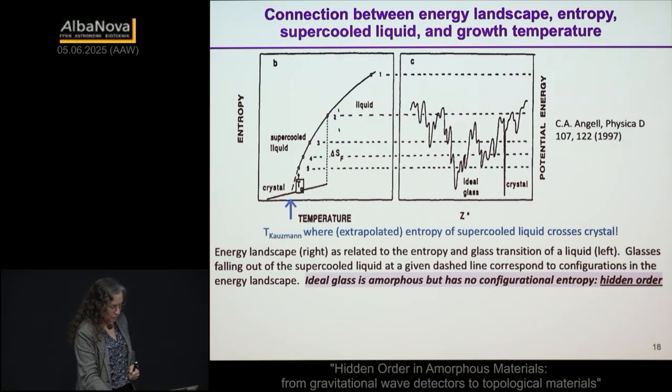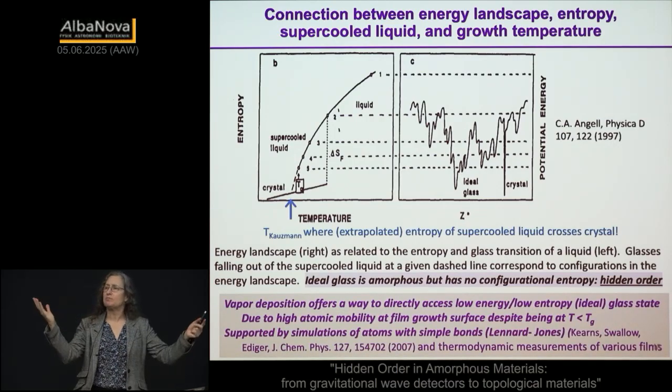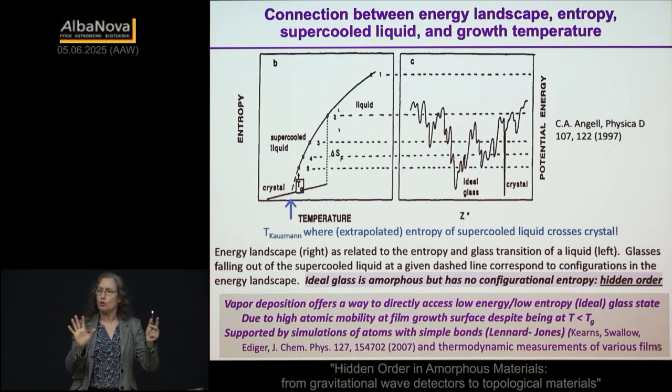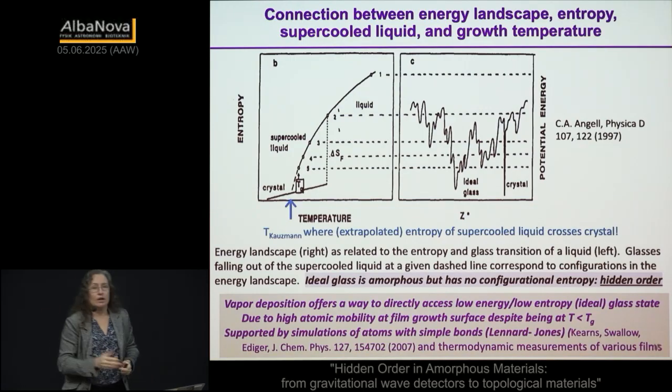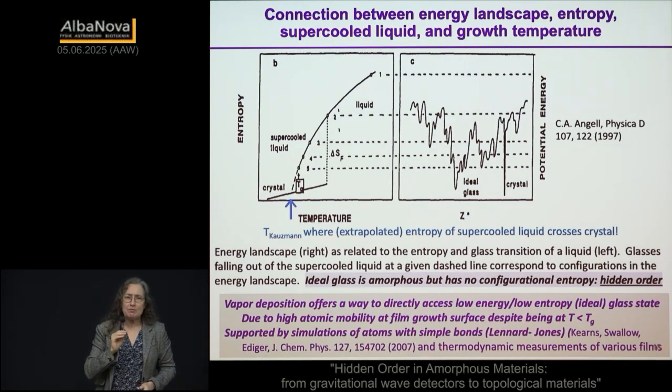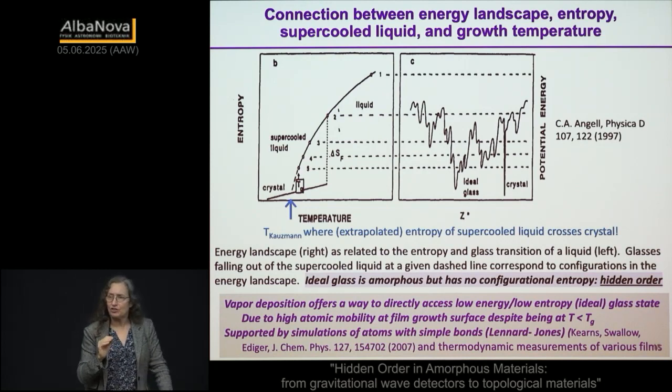And so then what's the connection to what I've said before? So first thing is that's what I mean by hidden order. It doesn't look ordered, but there is a hidden order, because it has to have a hidden order or it would still have entropy.